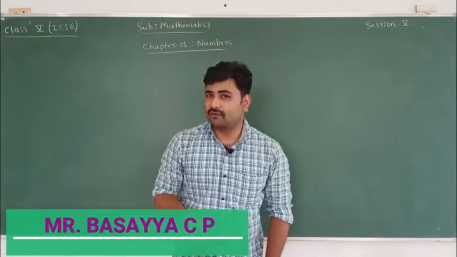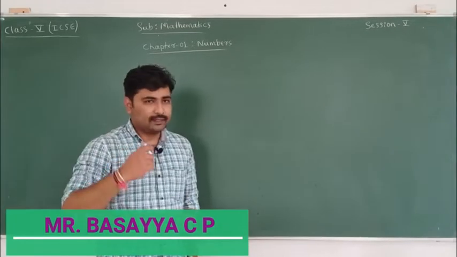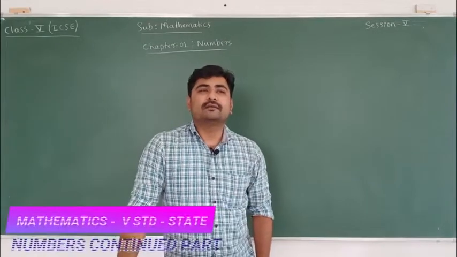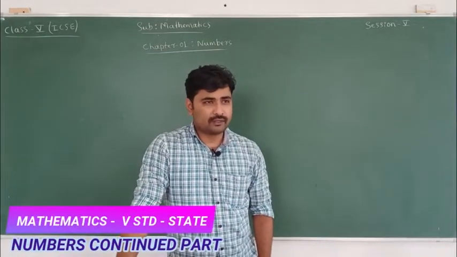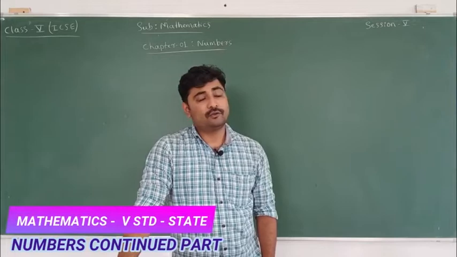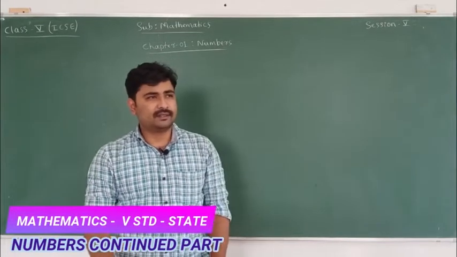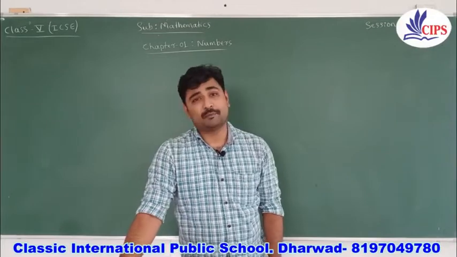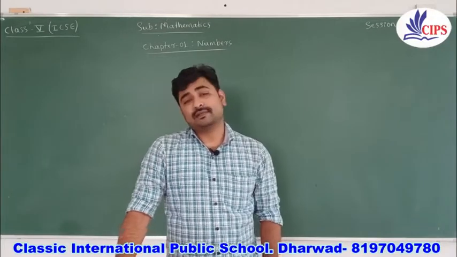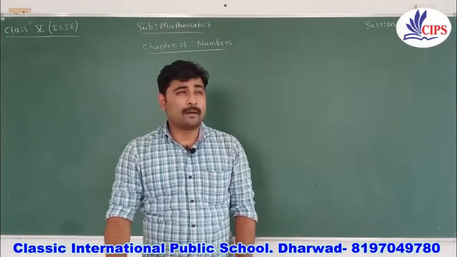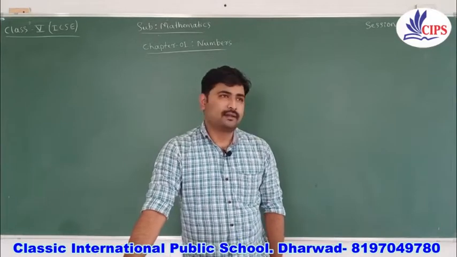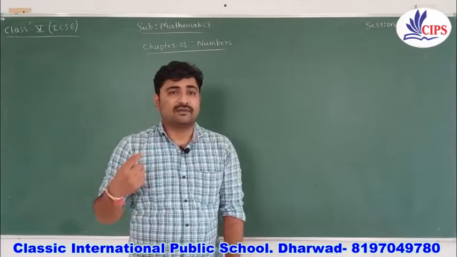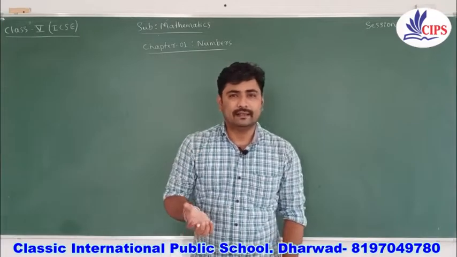From the last four classes, we are on the journey of numbers. Let me revise a bit. We started with face value, place value, and forming greatest and lowest numbers using the given digits. We also studied the Indian and international number systems and their comparison, and in the last class we studied predecessor, successor, and comparing numbers, ordering in different orders like ascending and descending, right?